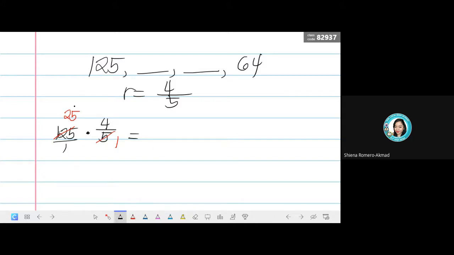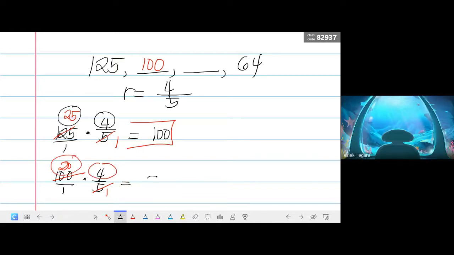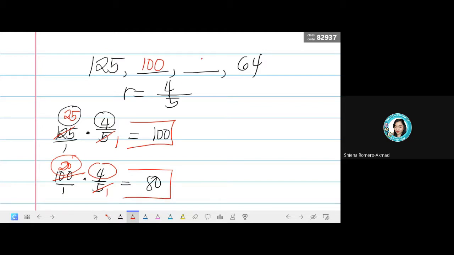We will now multiply. 25 times 4 is? 100, ma'am. So, the next term to 125 is 100. How about the next one? We have 100 times 4 over 5. Remember that 100 has a denominator of 1. We can also cancel out here. This is 1 and this is 20. Okay? And 20 times 4, we have 80. So the final answer here is 80.